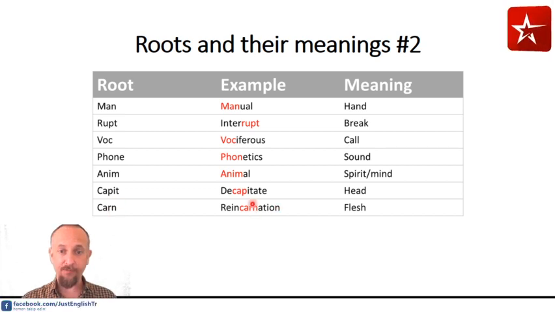Then we had carn, which meant flesh, and we started the lesson three weeks ago with reincarnation, actually. Re means back, in means into, and then we've got the process suffix here, tion, which tells me this is a noun. So we have reincarnation, being born back into flesh.